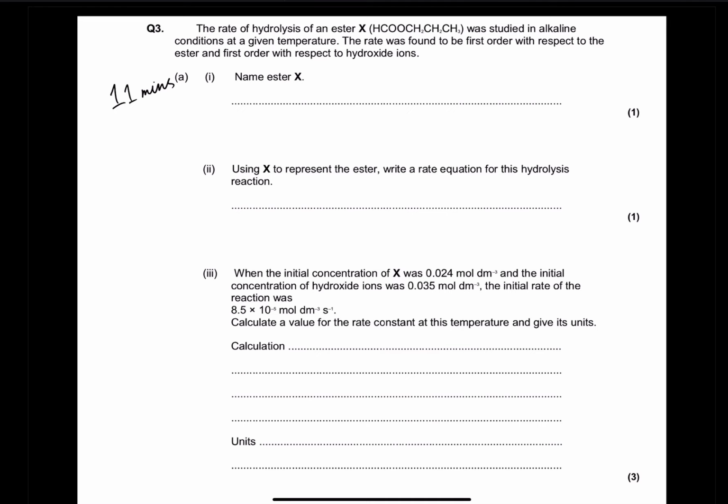All right, the rate of hydrolysis of an ester, temperature, oh, just name the ester. 1, 2, 3. This is the alcohol, so that's propyl methanoate.